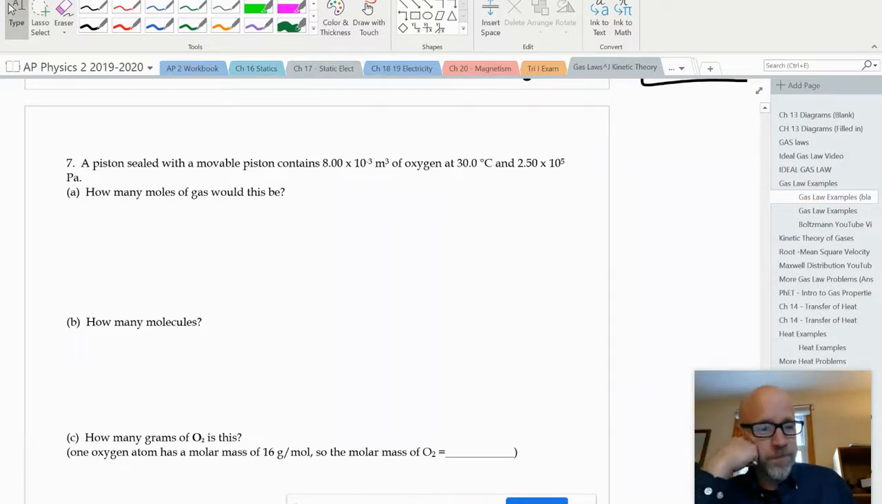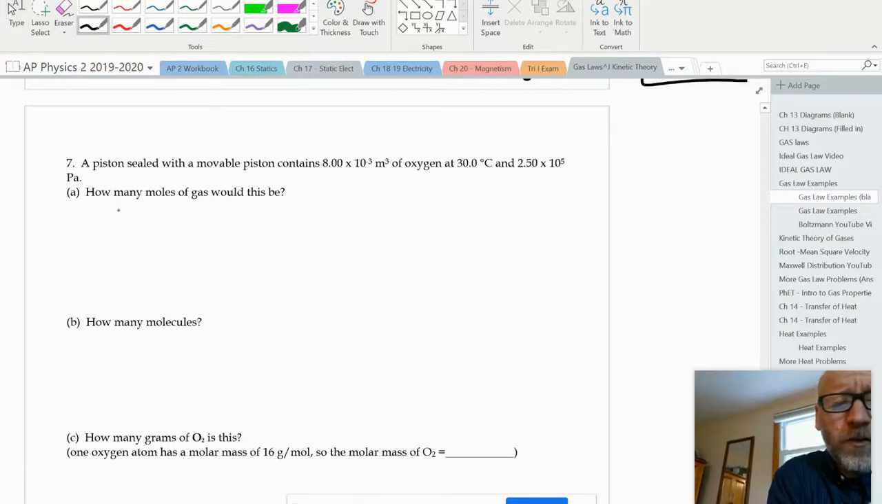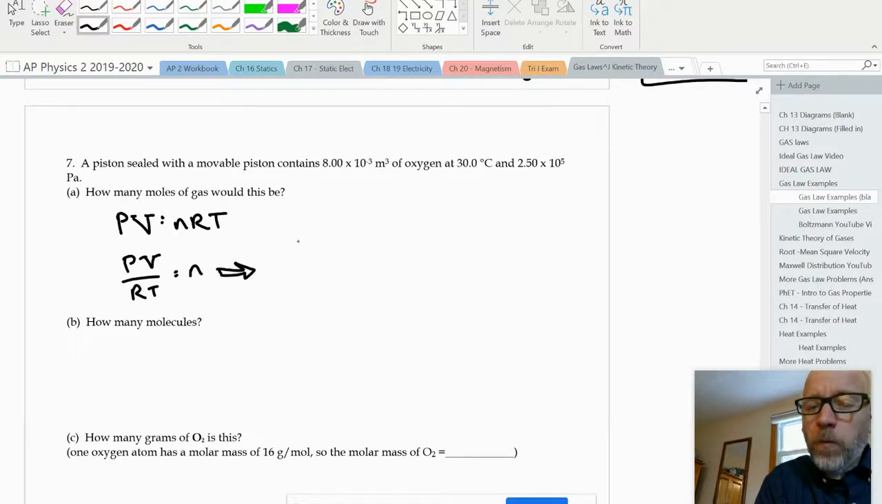Number 7. A container sealed with a movable piston contains 8 times 10 to the minus 3 meters cubed of oxygen at 30 degrees Celsius and 2.5 times 10 to the 5th pascals. How many moles of gas would this be? This one's a lot easier. PV equals nRT. PV divided by RT is n. I'm going to be quiet for just a moment while you plug everything in and get an answer.